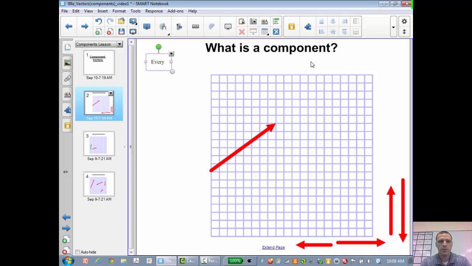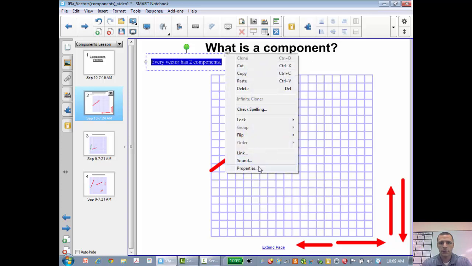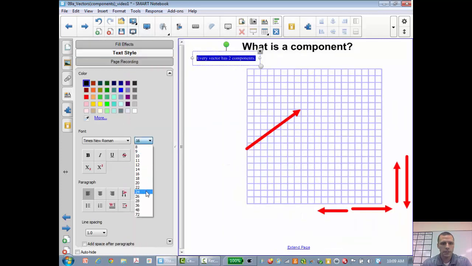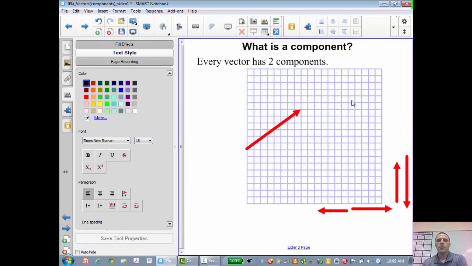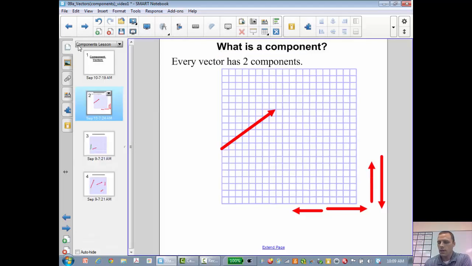So let me type this on the screen. Every vector has two components. That's kind of small, so let me make that a little bit bigger for you here. Size 24, no, 36. There you go. So every vector has two components, and those components are an x component and a y component.